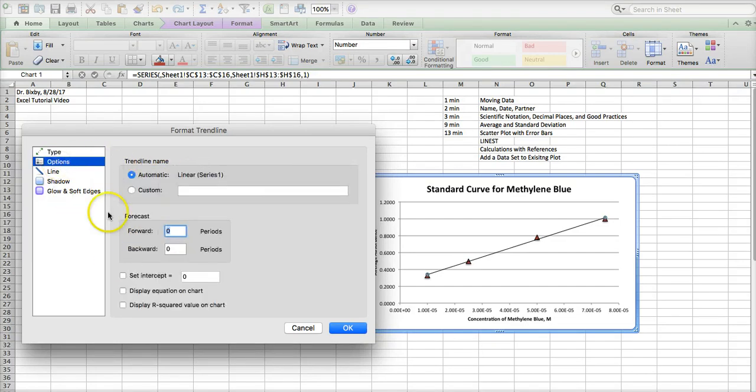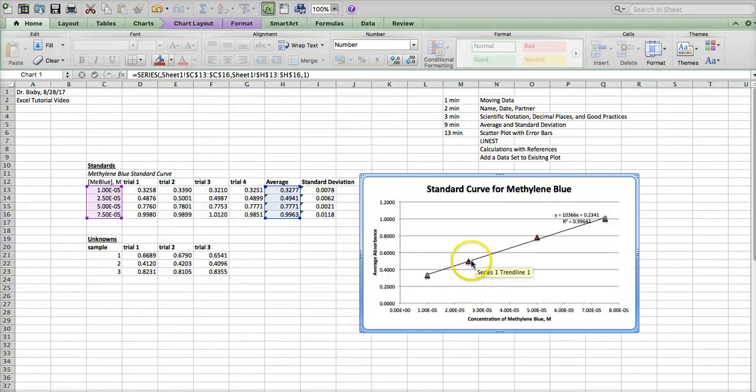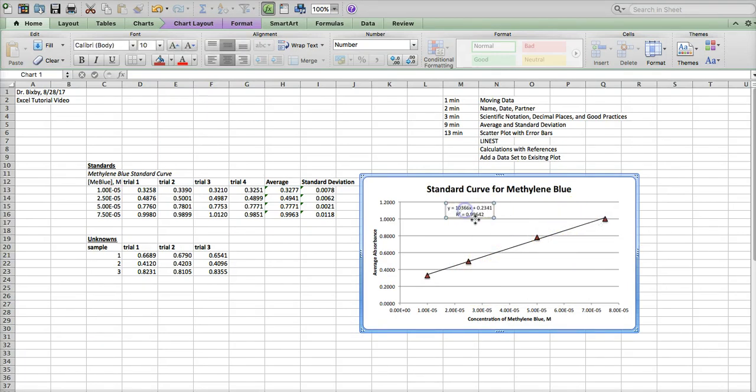You could here choose to display the equation of that line on the chart and display also the r-squared value on the chart. The r-squared value tells you something about how well your data fits that line. And so if you've got data points well above and below that line, then you're going to have a low r-squared that's away from 1. And if your data actually fits directly on that line, then that will be exactly 1.